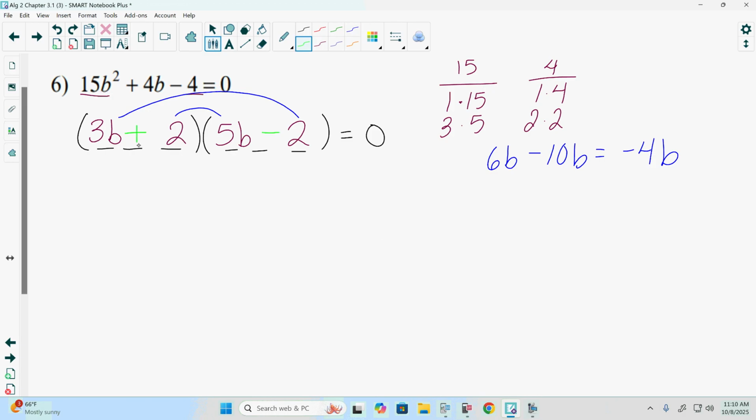We can switch the signs. Now, because the third term, or this number in the third spot in each of those sets of parentheses was both 2, we could have switched the 3b and 5b. Switch the 3 and 5, and that would have worked. But here, if we switch the signs, 3b times negative 2 would be negative 6b. Positive 2 times 5b would be positive 10b, which does indeed give us the positive 4b that we wanted.